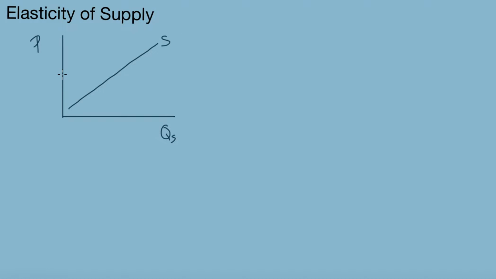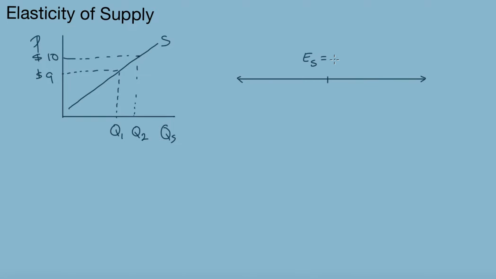So when the price of a good or service increases, let's say from $9 to $10, what happens to the quantity supplied? Well, if this was the quantity supplied 1, the quantity supplied should increase. How much does it increase by? An equal percentage as the change in price? Well, if it does that, then we would be able to say that the elasticity of supply would be unit elastic, just like we saw in price elasticity of demand.